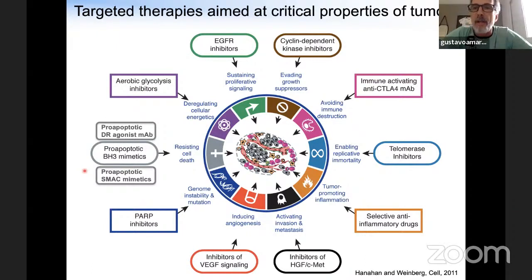Can I just add? How many patients normally do you have in phase 3? Well, it depends from trial to trial.